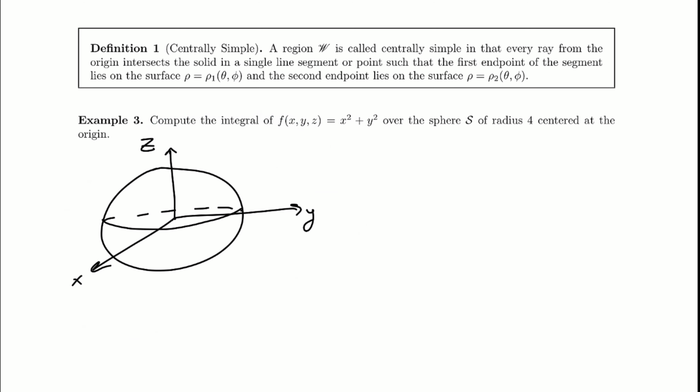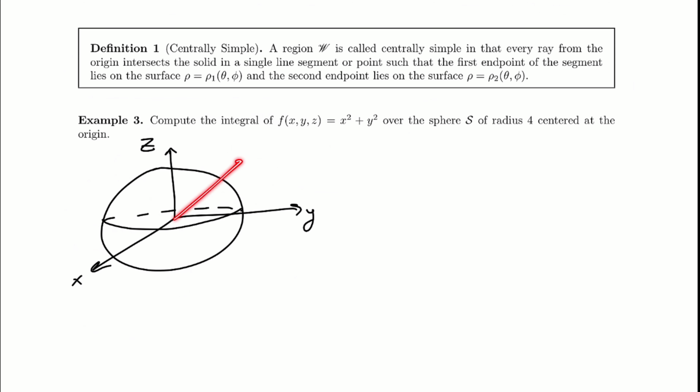Okay. Now what we want to think about here is definition 1 of a centrally simple region. And this is really saying that spherical coordinates is ideal to use if your region is centrally simple. What's centrally simple? Centrally simple basically means that if you start at the origin and just draw a ray outward, it doesn't matter what angle or orientation you strike that ray out. Just imagine drawing a bunch of straight lines outward through your region.